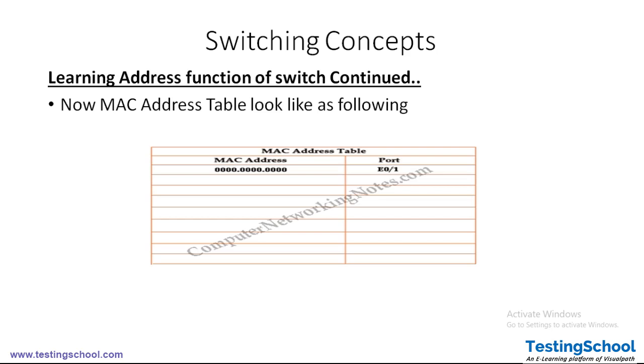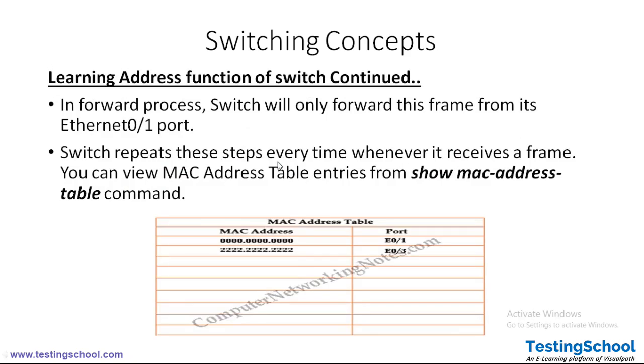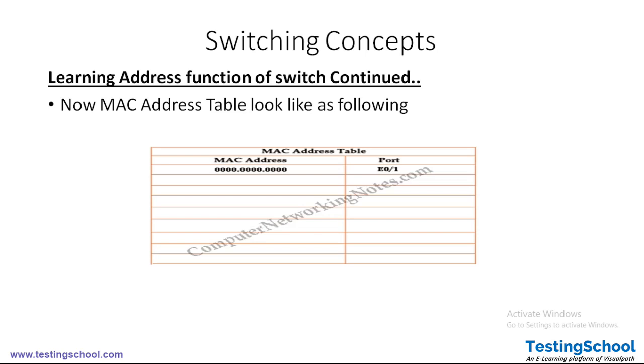This is the first step. What happened? You can see MAC address 0000 is present at Ethernet 0/1. So this is how the first entry is made into the MAC address table: MAC address and port. It is showing that this particular MAC address is present.